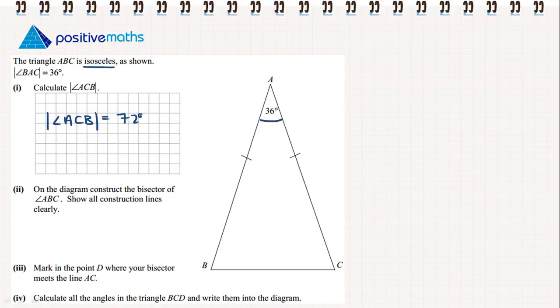Part 2. On the diagram, construct the bisector of the angle ABC. Show all construction lines clearly. In this video, I won't be able to show how to do this with a compass, but I'm just going to describe what we need to do. So the first step is to mark out a distance with the compass. We want to make sure that we keep this distance the same. We then put the point at B, and we mark a curve on both lines. So these distances should be the same.